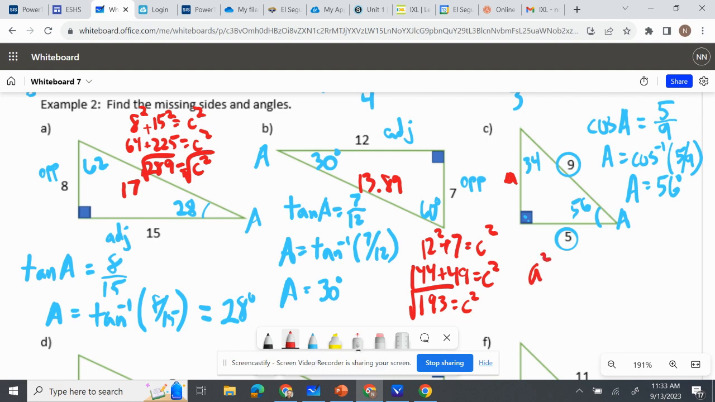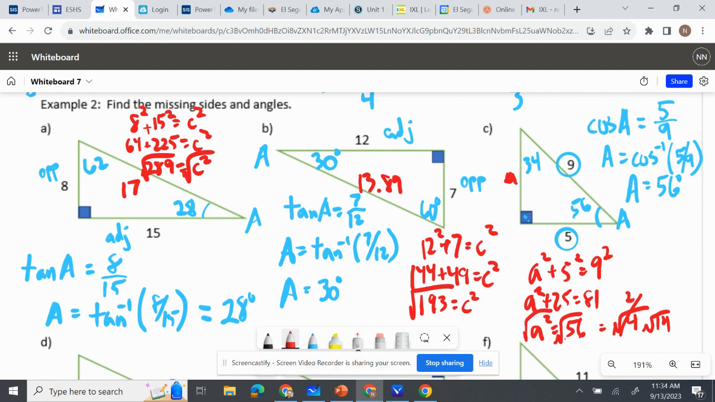And for the missing side, I have a squared plus 5 squared equals 9 squared. That right there would be a squared plus 25 equals 81. I subtract the 25, and what I get is a squared equals 56. So if I take the square root of 56, that would be square root of 4 and square root of 14, which is 2 square roots of 14. Or you could give the decimal answer, which would be 7.48. Pause the video and try the next three on your own.